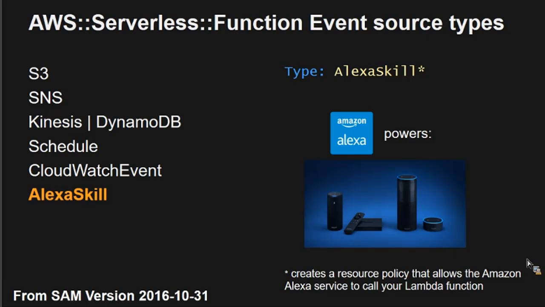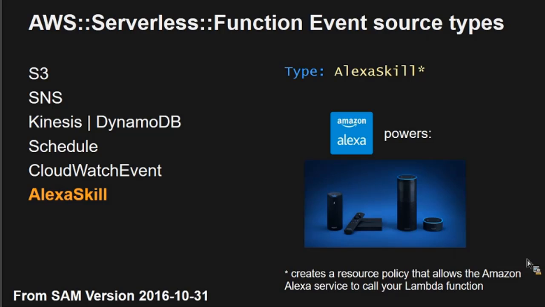And so in this case with SAM, you can deploy the backend for your Alexa skill just by defining the type. Now in this case, there aren't any properties to Alexa skill, but what this is going to do once you've defined this type for the event is create a resource policy that allows the Amazon Alexa service to invoke your Lambda function. So thereby greatly helping to simplify the permissioning there.